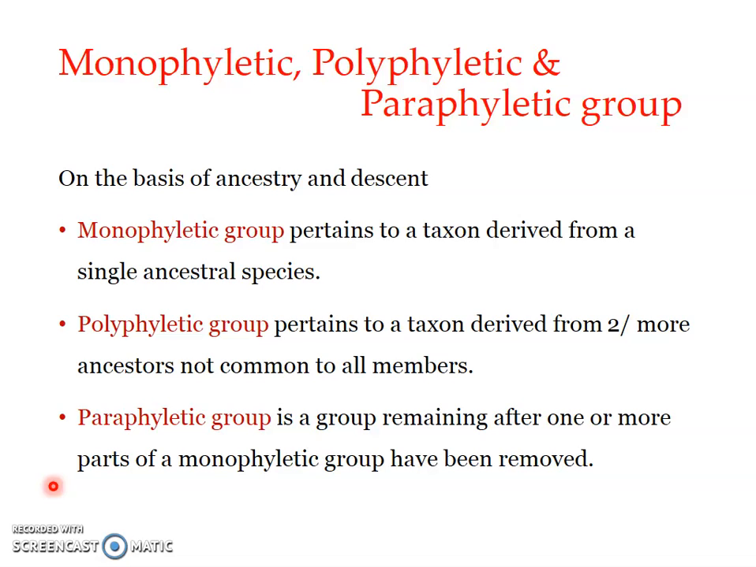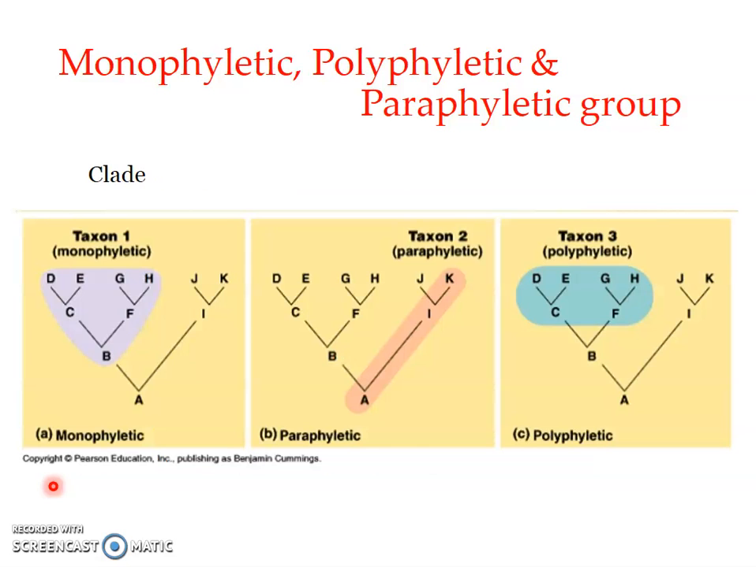A monophyletic group refers to a taxon derived from a single ancestral species. Okay, so this is actually a monophyletic group. Here you can see all these taxa. Let each letter represent a species. Here we have D, E, G, H, the 4 species, and D and E are derived from an immediate ancestor C. Similarly, G and H species are derived from an immediate ancestor F. But in the remote past, C and F were derived from the ancestor B.